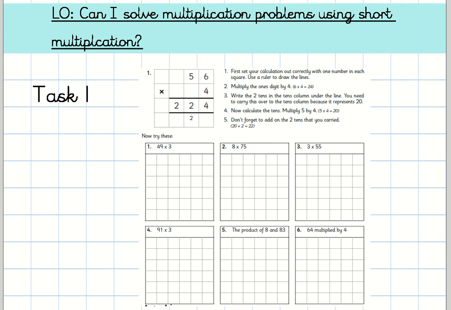So your task for today, there's 2 parts of it like usual. Task 1, we've got a description up here, a method of how you do your calculation. And you've got 6 calculations to have a go at. And I've put the squares here for you to be able to lay your numbers out nice and neatly.